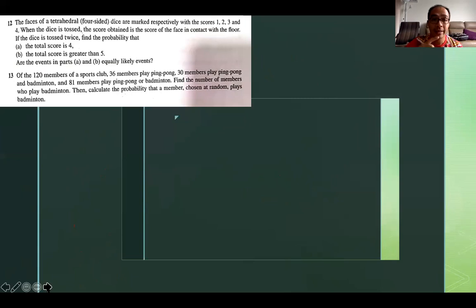All right, one last question, I think. Okay, number 13. Of the 120 members of a sports club, 36 members play ping pong, 30 members play ping pong and badminton, and 81 members play ping pong or badminton. Find the number of players who play badminton. Does this make sense? Hold on, let me just check.